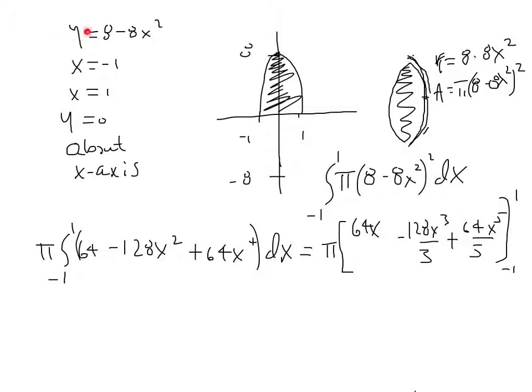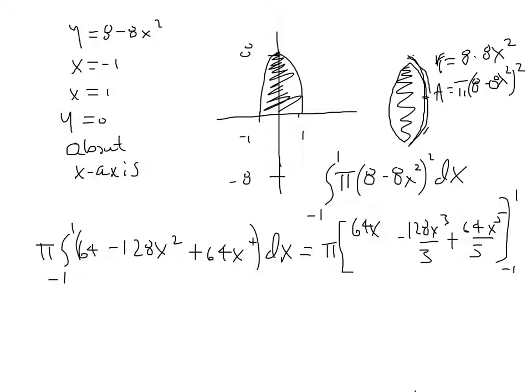So the graph y equals 8 minus 8x squared is just going to be a parabola that opens down and has a vertex at (0, 8). Then if we were to bound that by x equals minus 1 and 1 and y equals 0, which is the x-axis, we would have this shaded region here. Now if we rotate that about the x-axis, we would wind up with another part of it down here, if we're just looking at it in 2 dimensions.